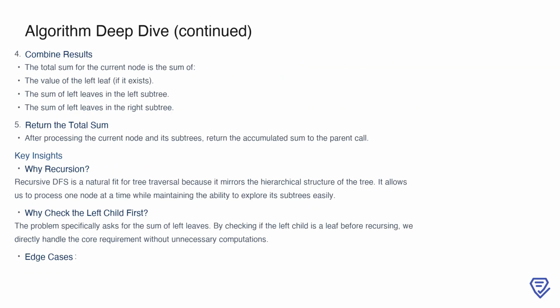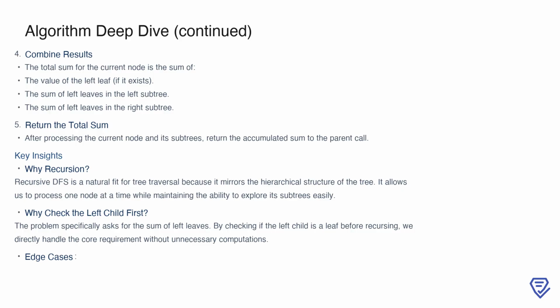After processing the left and right subtrees, we combine the results to compute the total sum for the current node. This sum consists of three components: the value of the left leaf, if one exists, the sum of left leaves in the left subtree, and the sum of left leaves in the right subtree. Once we've accumulated this total, we return it to the parent call.